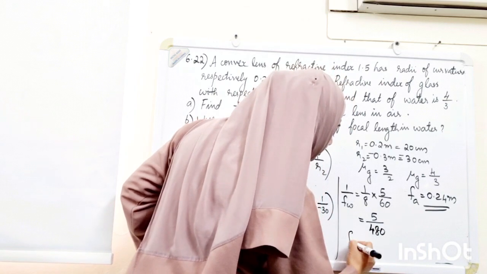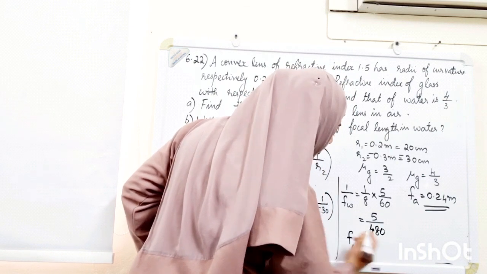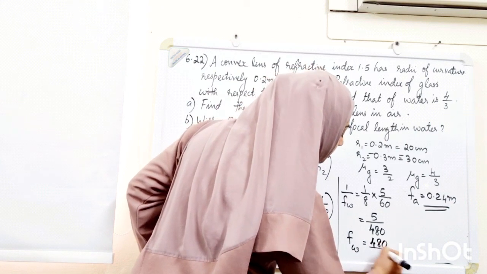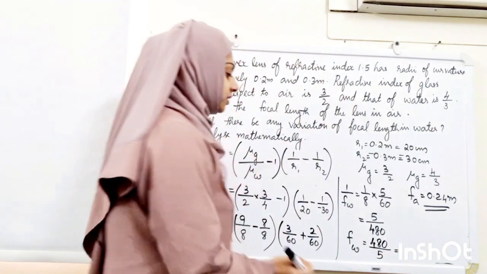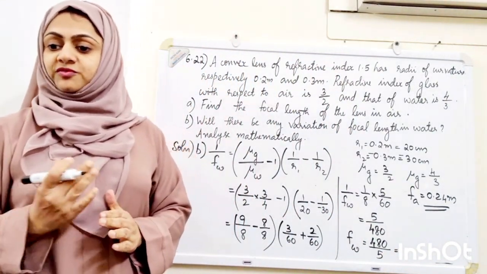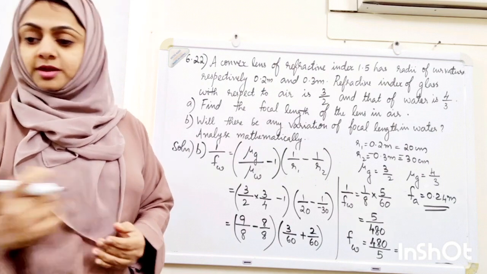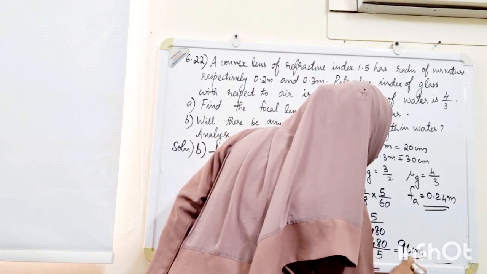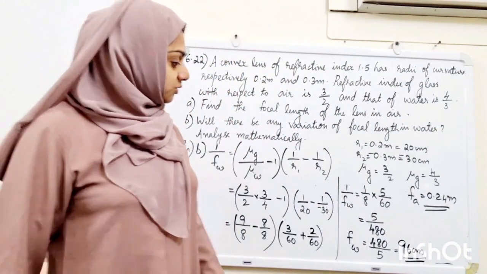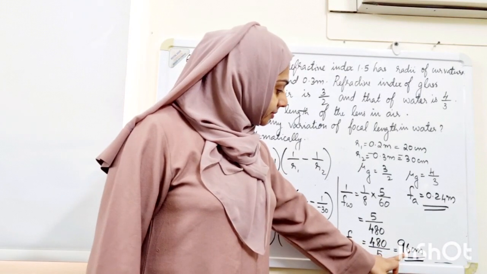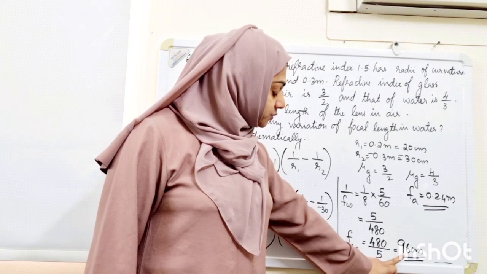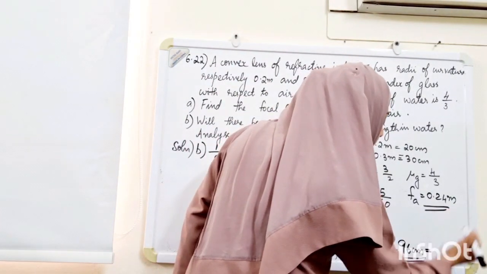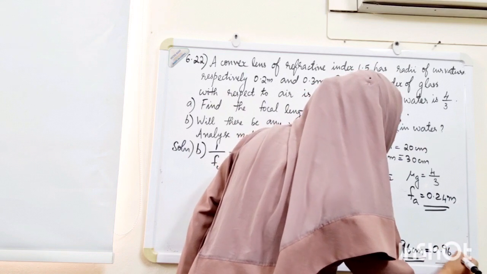480. So the focal length of the lens when it is kept in water is given by 480 divided by 5, which is equal to, I have done the calculation here, it's equal to 96 centimeter. You can solve using your calculator. So we got the focal length of the lens when it is kept in water is 96 centimeter. So if you want to express it as meters, it will be 0.96 meter.